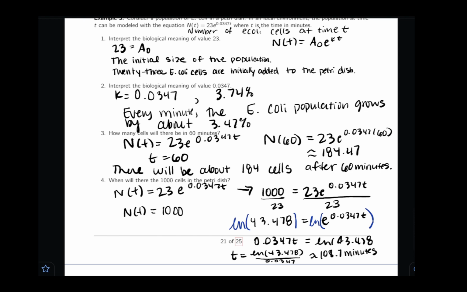We can answer all sorts of questions now about the size of the E. coli population at various times, now that we know both the initial size of the population and the growth rate.